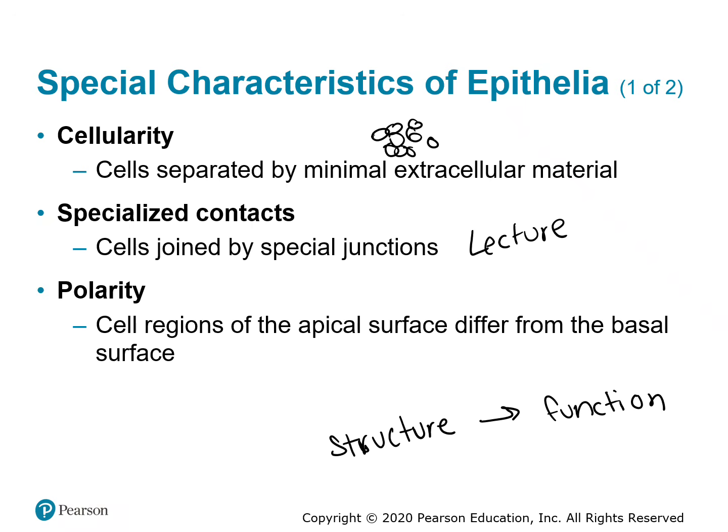Another special characteristic, these cells have polarity. There is a top and a bottom. The bottom is the basal surface. The top is the apical surface. Apical surface will usually open up to air. Basal surface will usually open up down to connective tissue, that kind of stuff.